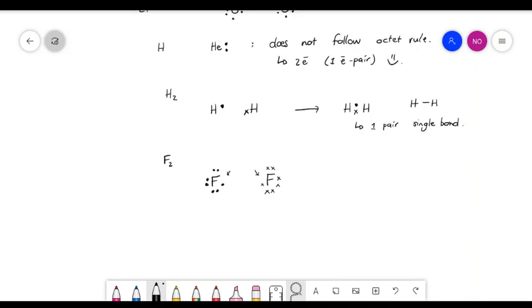So what are they going to do? They're going to move closer together. Those 2 orbitals that are unfilled and unsatisfied will overlap, and then that becomes a shared electron pair.